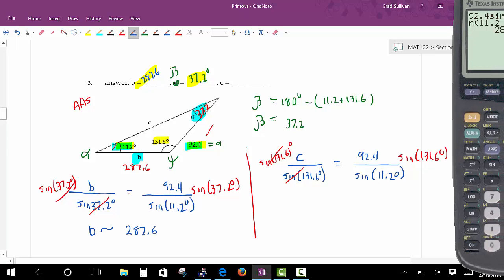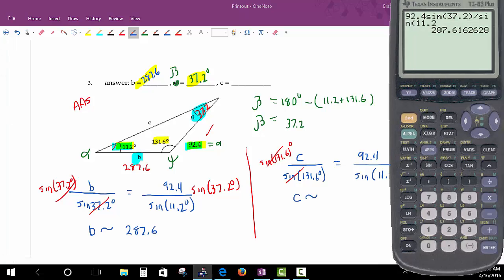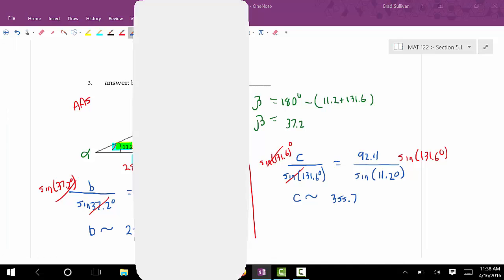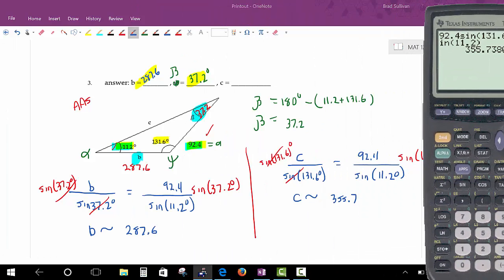All right, so let's pull the calculator out and see what we get here. Let's do 92.4 multiplied by the sine of 131.6, close parentheses, divide by sine of 11.2 degrees, and we'll round that off to 355.7 units. Then that should solve the problem.